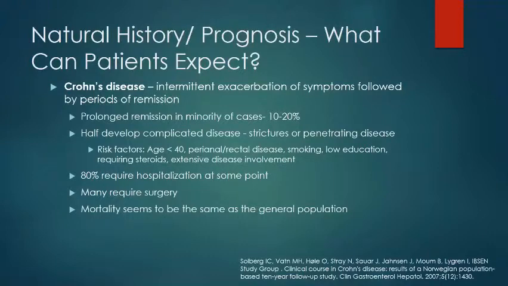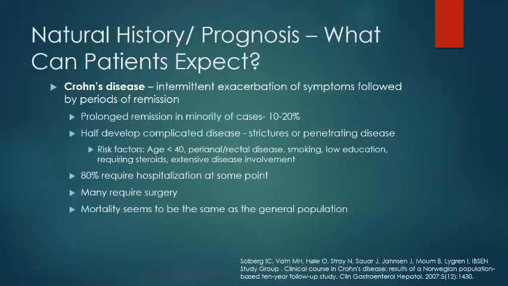10 to 20% of these patients, so not common, but there is prolonged remission in some patients not on therapy. And then half of the patients with Crohn's do develop complicated disease like a stricture or penetrating disease, which is also known as fistulizing disease.